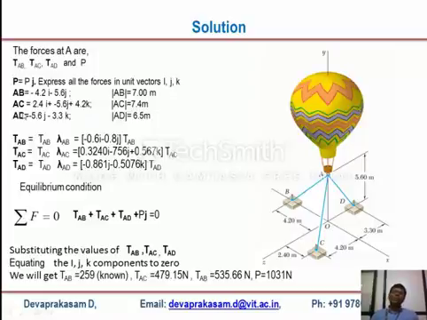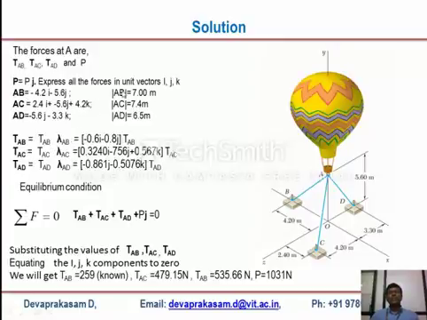Now let us look at that. First is the coordinates, this is the origin, and A, you look at this coordinate. Now find out AB, AC, AD, that is the position vectors, AB, AC, AD. Once you find that, you find the magnitude of those.